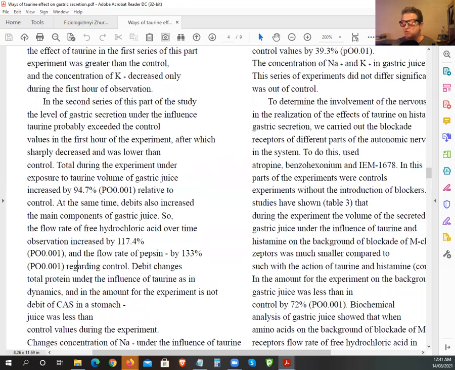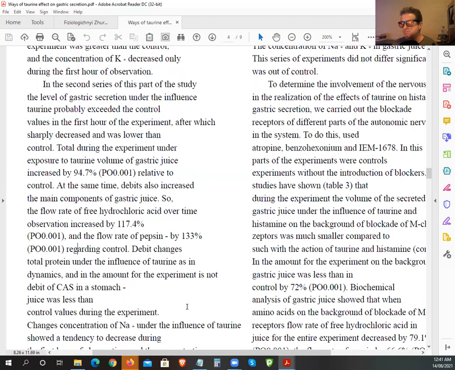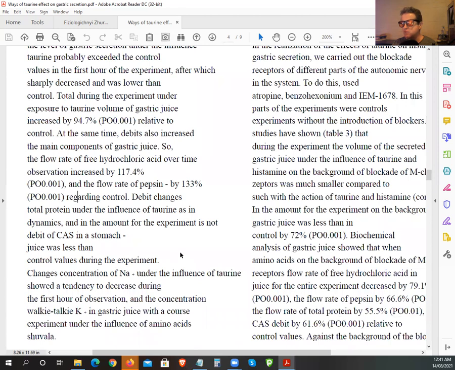The changes under the influence of taurine in dynamics, and the amount of it for the experiment, the content in stomach juices was less than the control value during the experiment. And that's what we want. We want that stuff to be less. We want it to break down and all that.